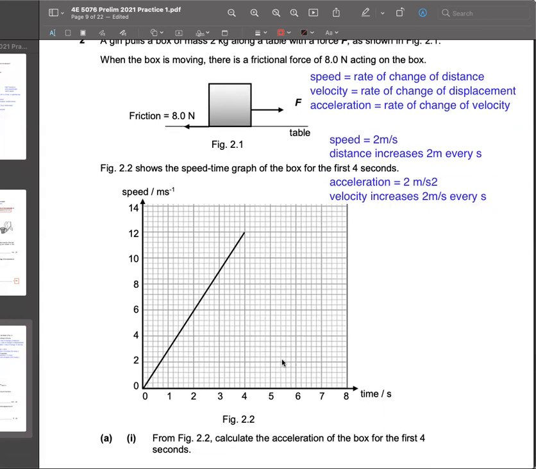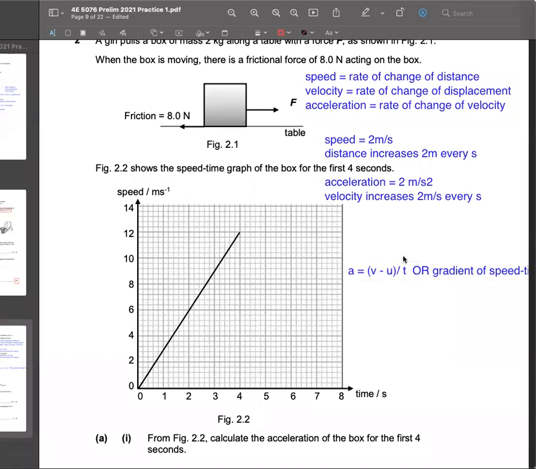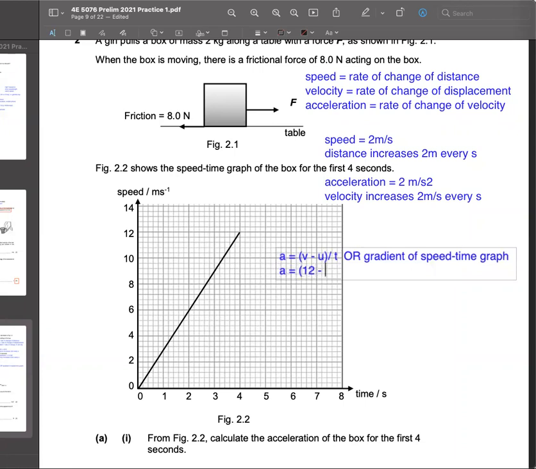So in this question, what's the acceleration? What's the formula for acceleration? a equals v minus u over t, final velocity minus initial velocity over time, or the gradient of the speed-time graph. So you can find either one. In this case, a equals 12 minus 0 over 4 seconds.